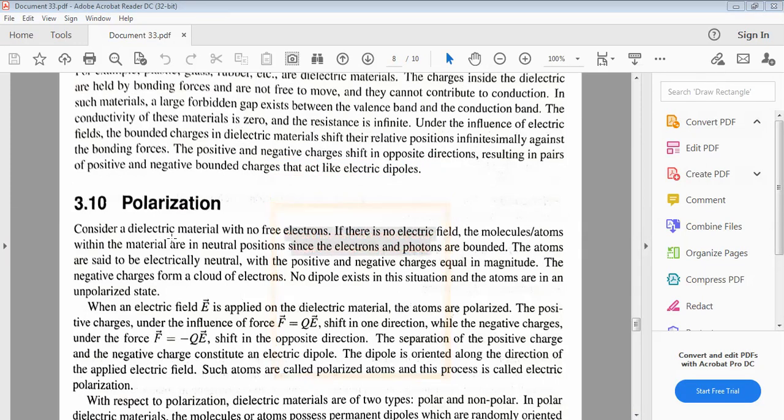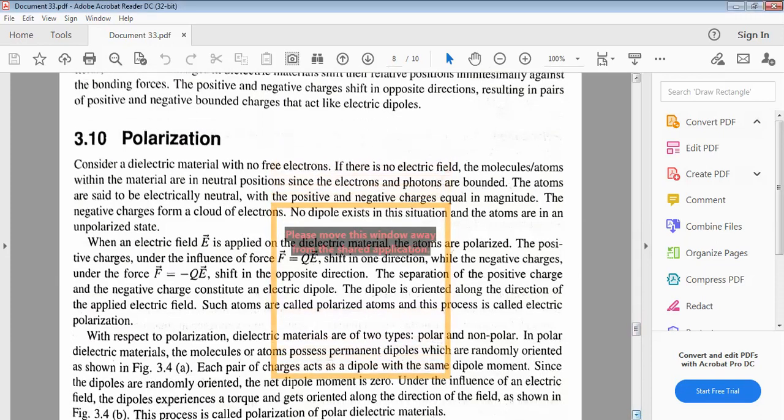So next, polarization. What is meant by polarization? Polarization is nothing but the orientation of the electric vector, or the orientation of the direction.